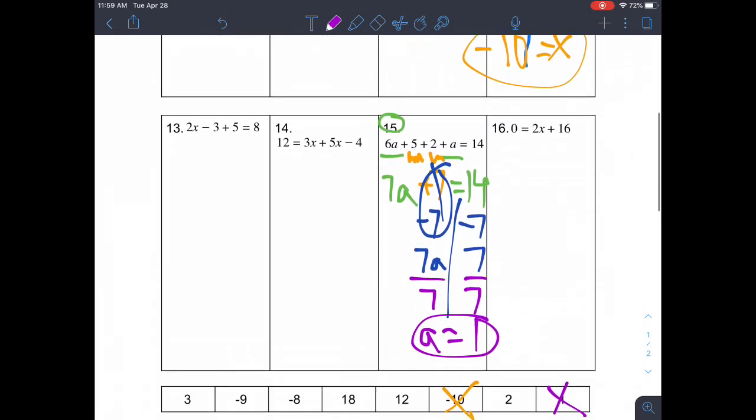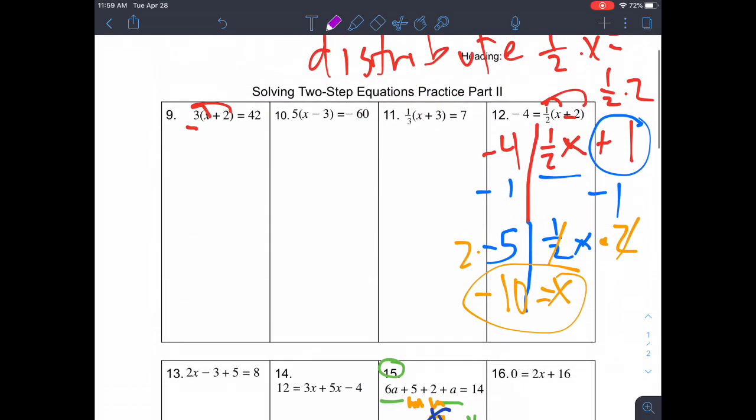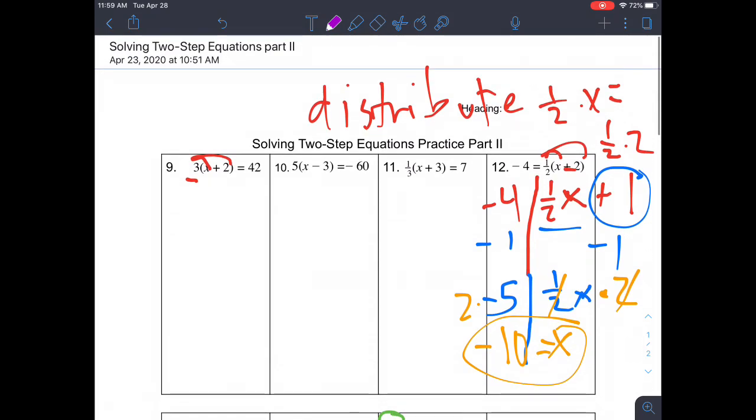On these bottom ones, you want to continue to combine like terms. On the top ones, you need to do some distribution. So you've got 6 more problems to do.